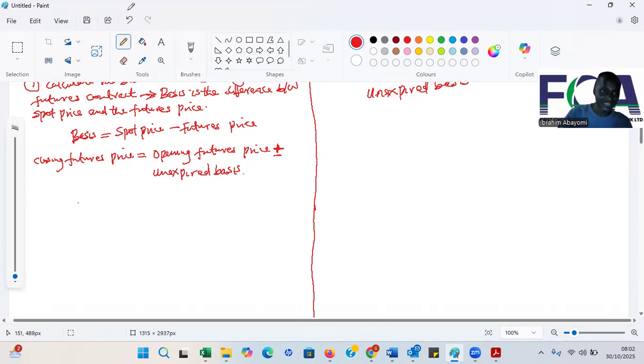That is how. Now this one here is also called the lock-in rate. Lock-in rate means the rate at which you are going to close that transaction. That will give you your net receipt on that transaction date, or your net payment on the transaction date. Okay, so that is how you calculate your closing futures price if not given in the question.